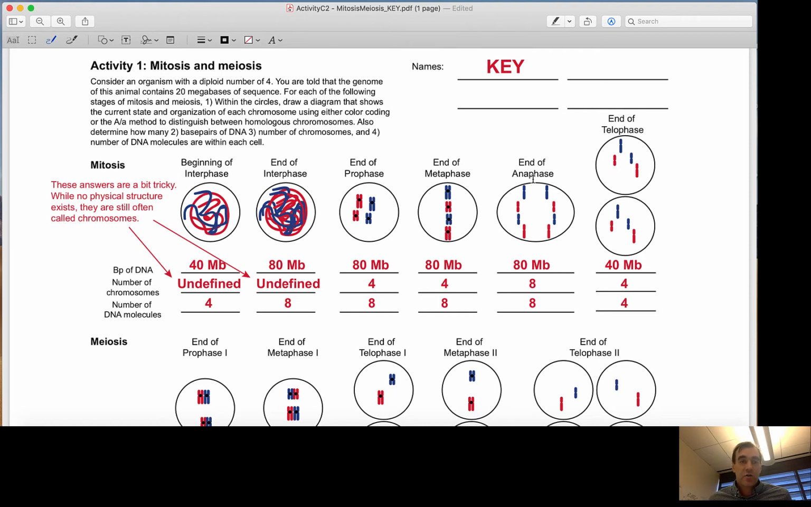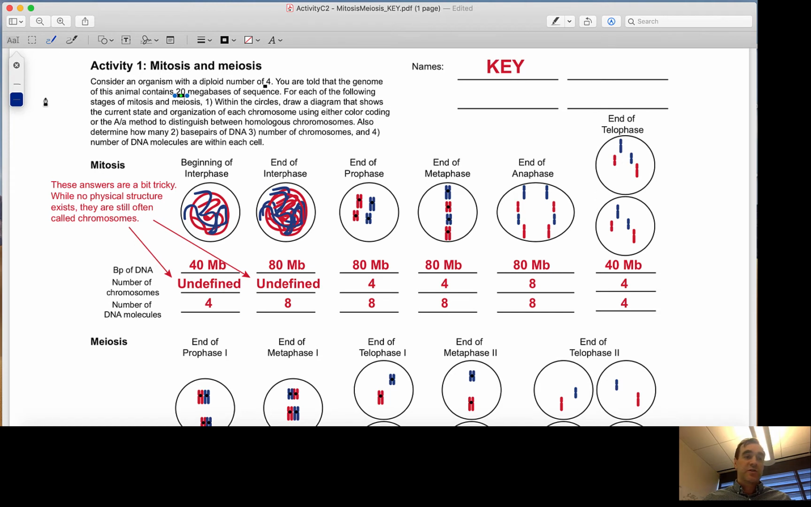activity. So here we are asked to consider an organism with a diploid number of 4. And you're also told that the size of the genome is 20 megabases of sequence. So this is a pretty small genome. Humans have 2 billion, so 2,000 megabases, so 2 gigabases of sequence. But there actually is a large variation in genome size. So this is actually a possible range for the genome size. And it's also actually a possible range for the number of chromosomes.